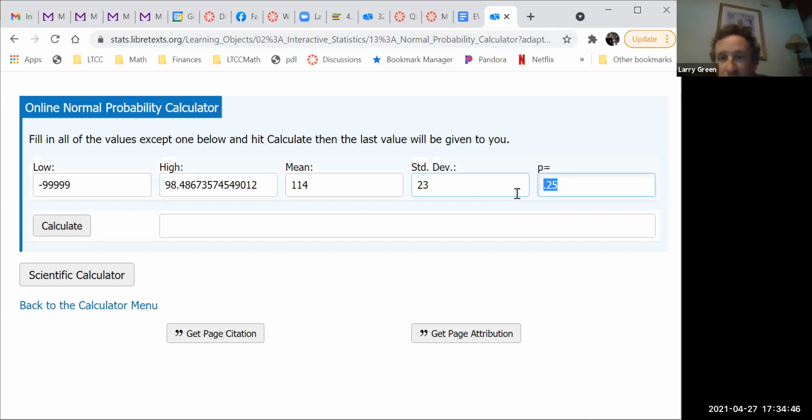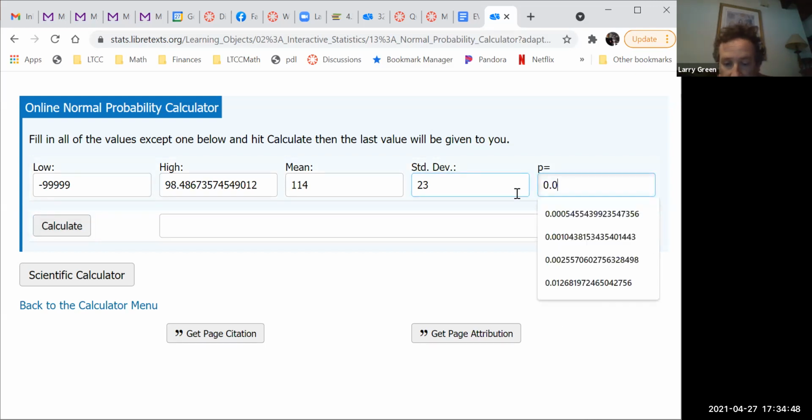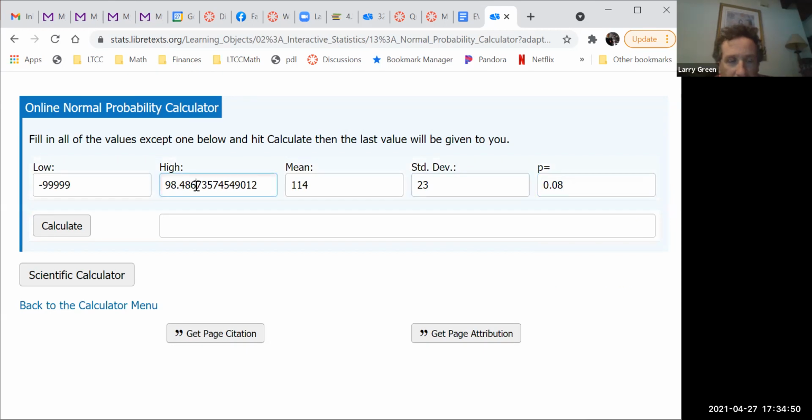Yeah, P equals 0.08. And it's left, so low is negative 9999, as far left as you go. We want the high. And I get about 82.